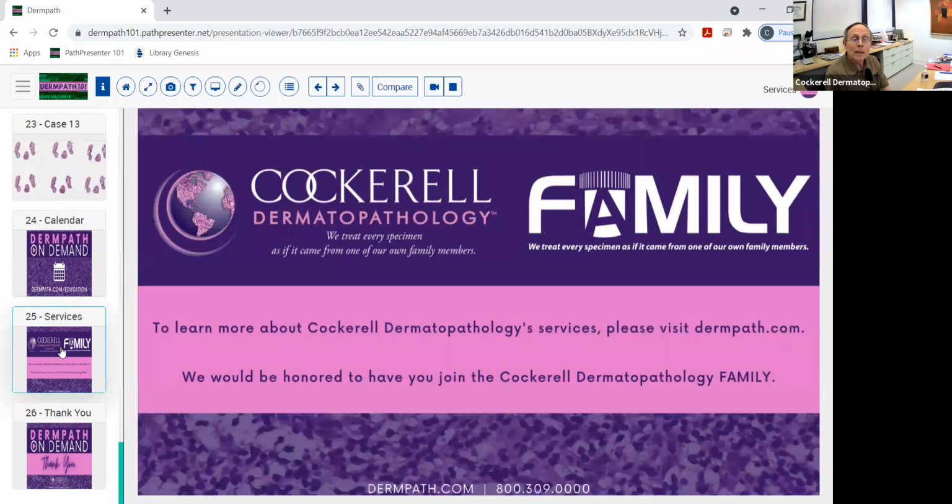So that's a summary and an overview of some of the genodermatoses. It's not all of them, but it's a nice example of some of the types of things that you're almost certainly going to face on the exam.